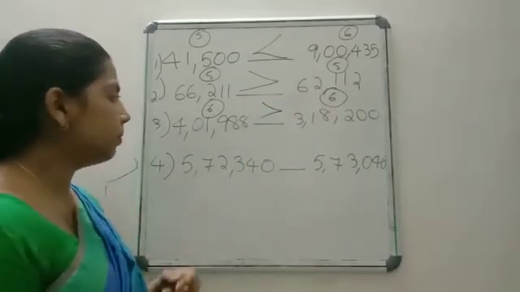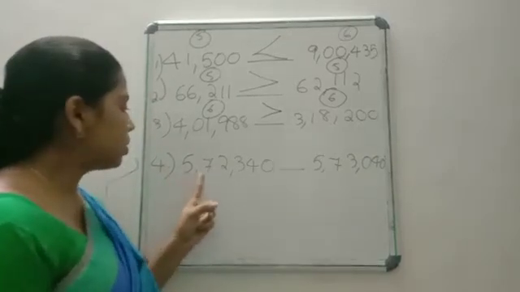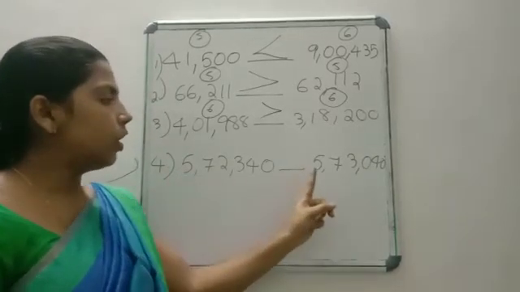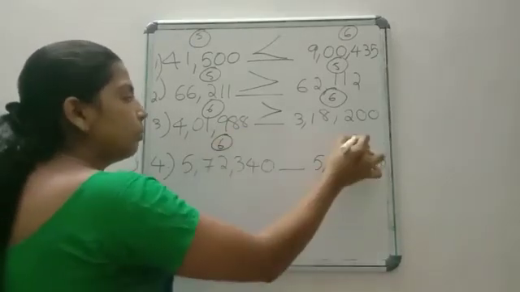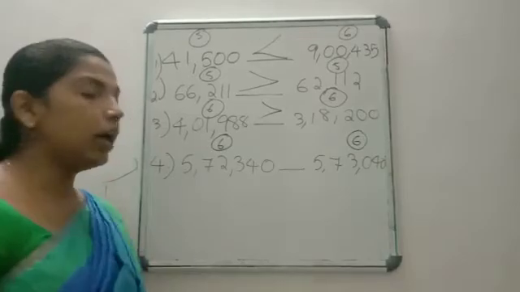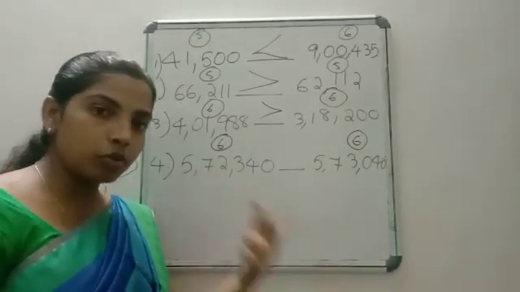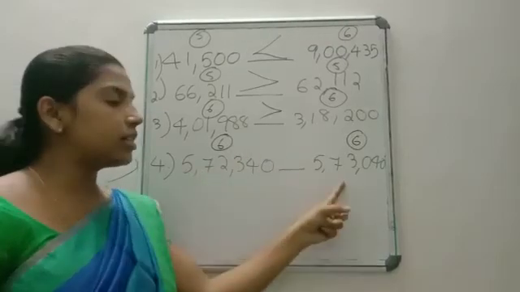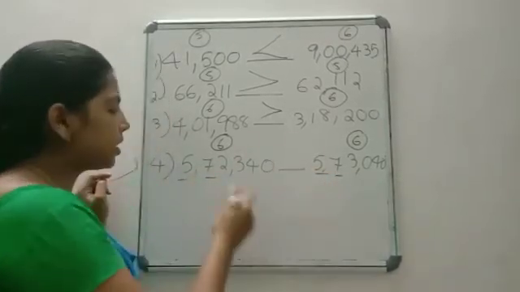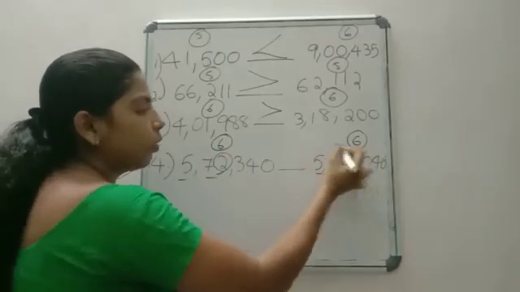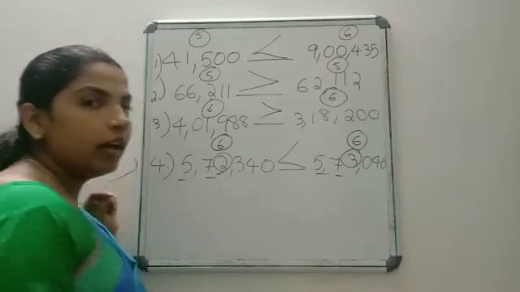Now the next question. Here also, check the number of digits. 1, 2, 3, 4, 5, 6. 1, 2, 3, 4, 5, 6. The number of digits is the same in both numbers. Now move to the first digit. 5 and 5, both are the same. So move to the next digit. 7 and 7, that is also the same. Okay, then move to the next digit. 2 and 3. Which is greater? 3. So we can say that this number will be the greatest number.